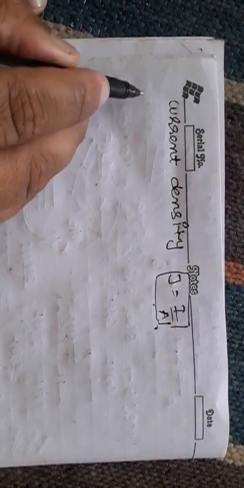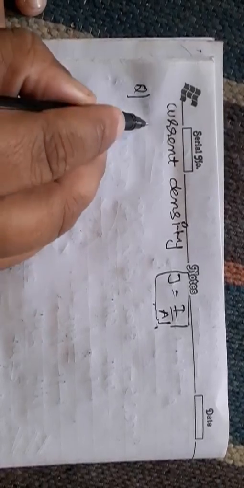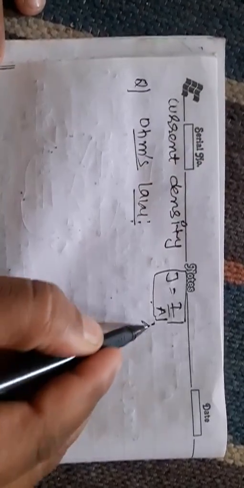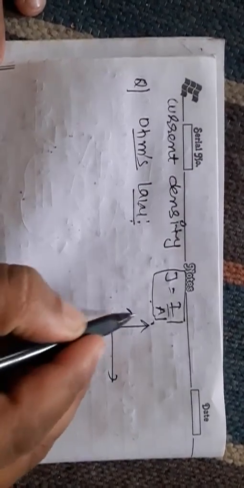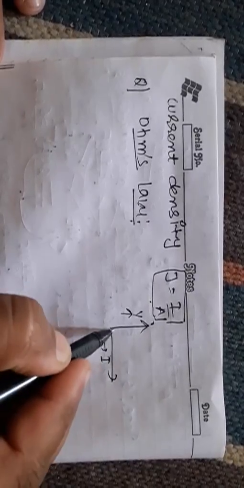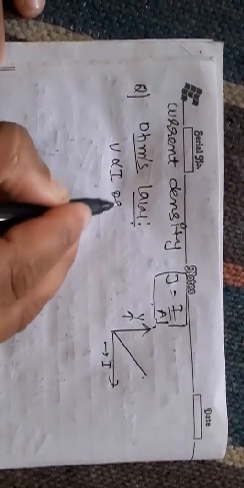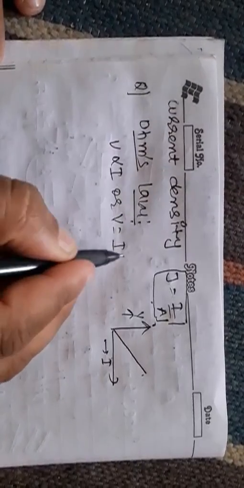Now I'm going to discuss what you have studied in 10th class, that is called Ohm's law. I think you are all familiar with Ohm's law. I will not go into much detail, children. You know that when you apply a potential difference, the current also increases, you get a straight line, that is V is directly proportional to I, or V is equal to I into R.